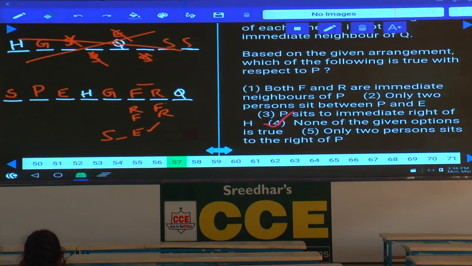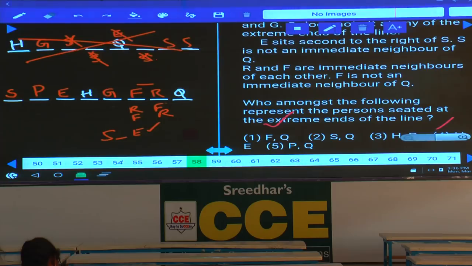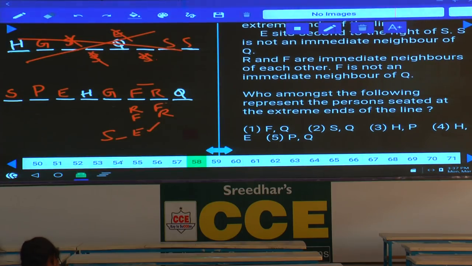Done with this? Now question number 57, choice 4 is done. Now 56 done, exactly between Q and G: F and R, we had discussed that one, choice 4. Then question number 58. Who among the following represent the persons seated at the extreme ends of the line? Who are the extreme ends of the line? S and Q. S and Q, that is choice 2, 58.